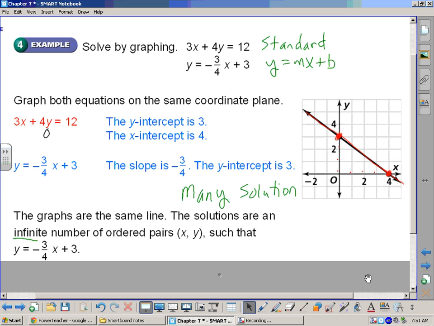So there's 3 examples of graphing where you're going to get 3 different answers. The first one, like I said, you get an ordered pair where 2 lines intersect. The second one, 2 parallel lines, no solution. And the third one, where you have the same line just written different ways, and that has many solutions.